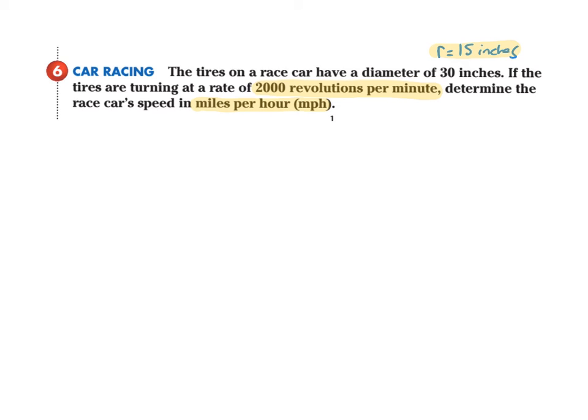Determine the race car's speed in miles per hour. So remember, linear velocity is just the radius, which in our case is 15 inches, times the angular velocity, which they've given us in terms of revolutions per minute.